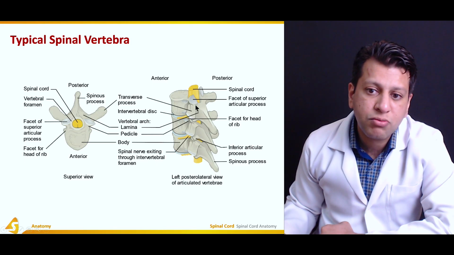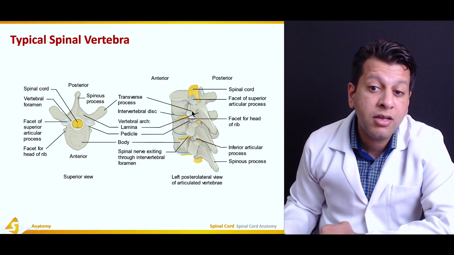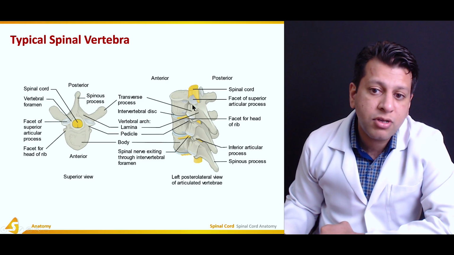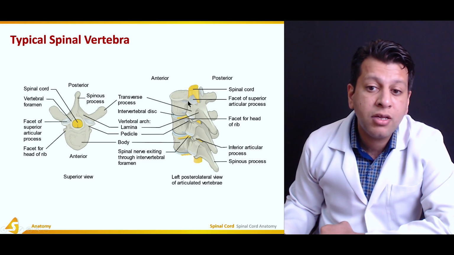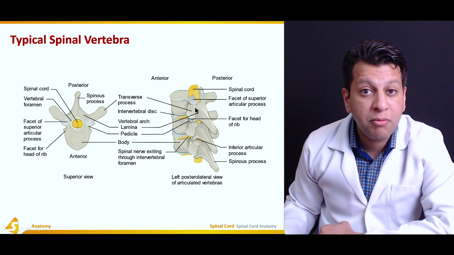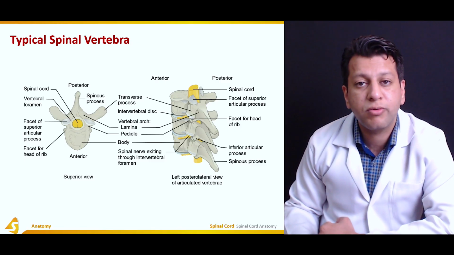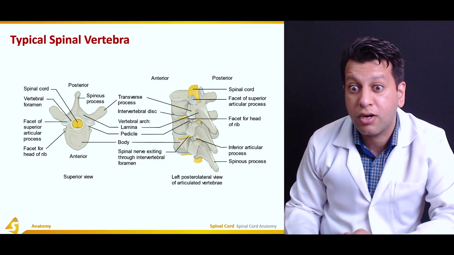These are the transverse processes, which are directed laterally from the lamina. Then the laminae terminate to form the spinous process, and the pedicles are on the lateral surface, connecting the body with the lamina. And here the articular facet articulation occurs over these areas, over both the two superior and two inferior articular facets.